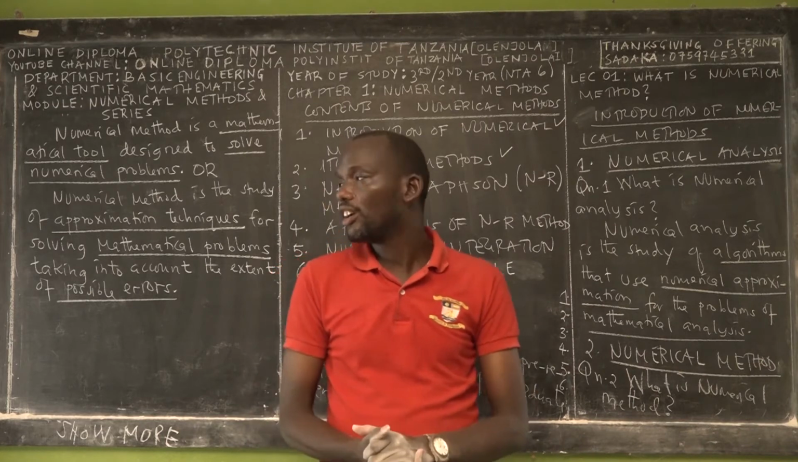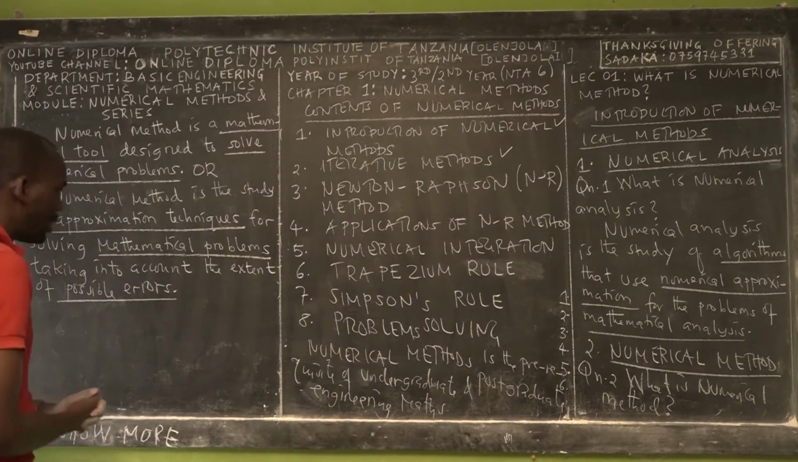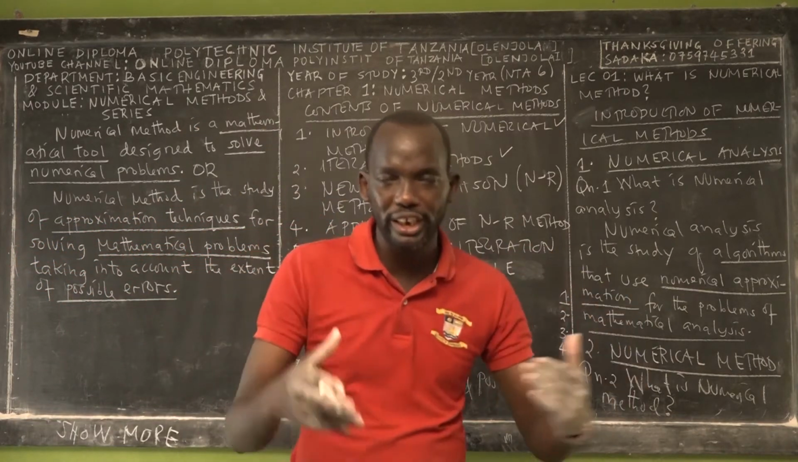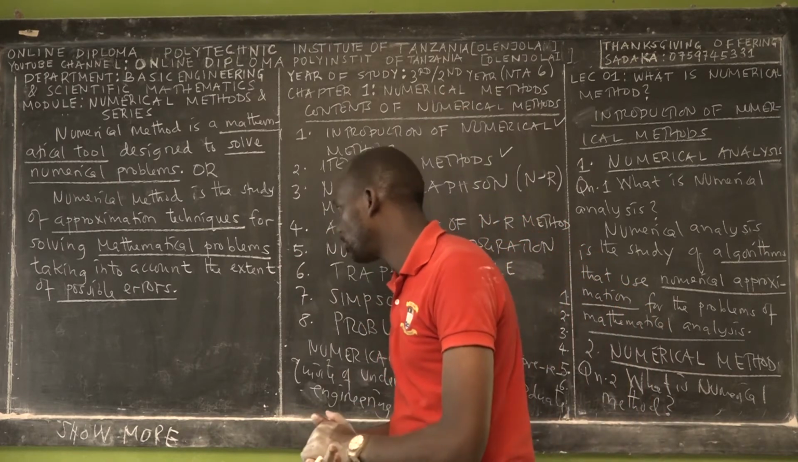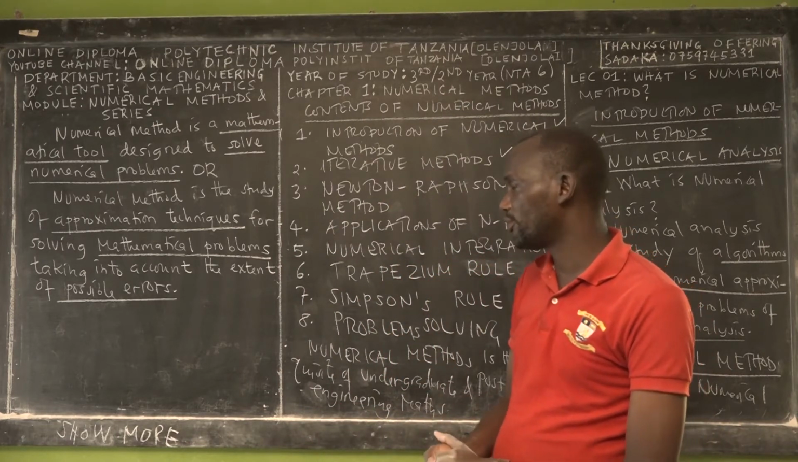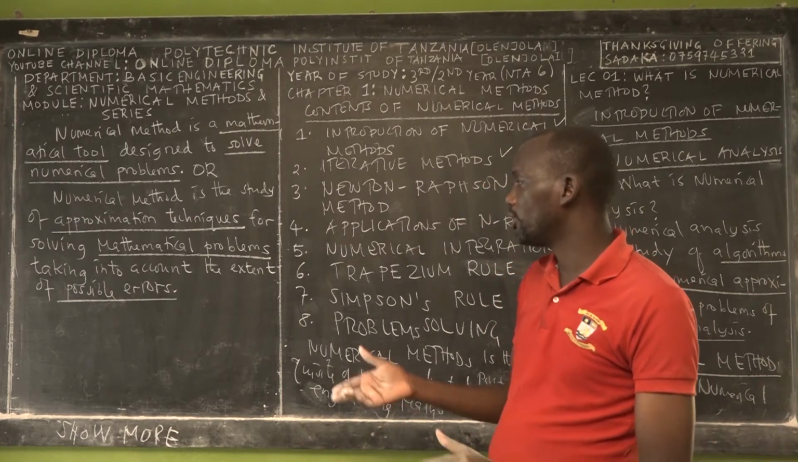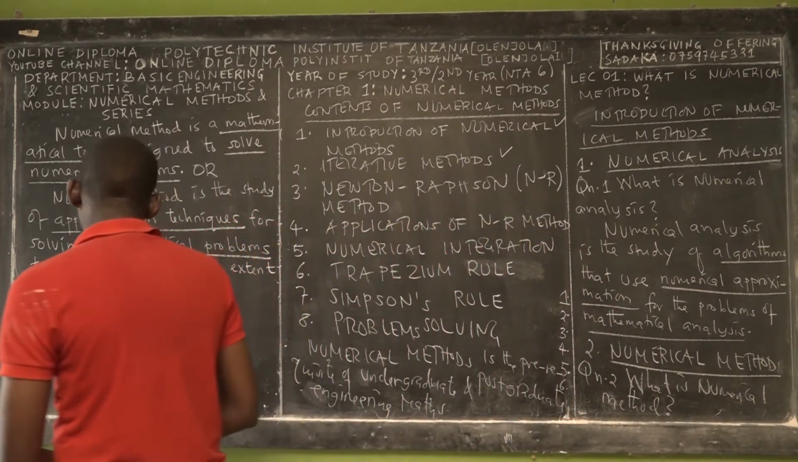So that's the meaning of this. Numerical method is the study of approximation techniques. We are going to do approximations. We are going to approximate the roots of the function, for example. We are going to approximate the numerical values of different mathematical problems, for solving mathematical problems by taking into account the extent of possible errors.